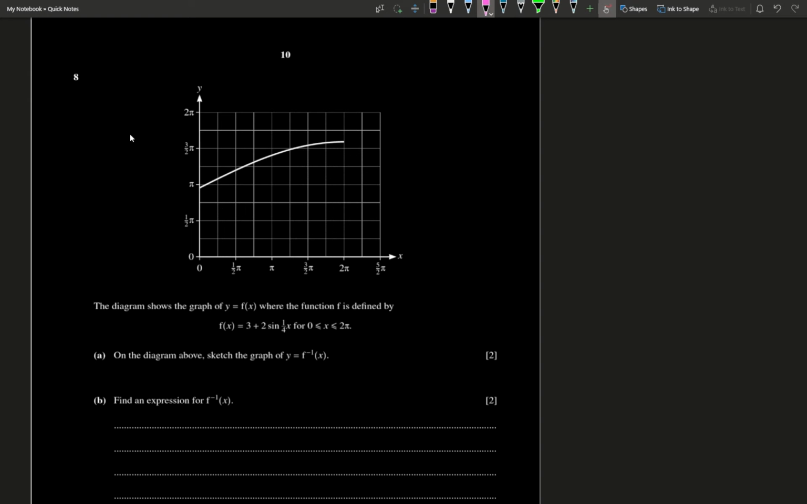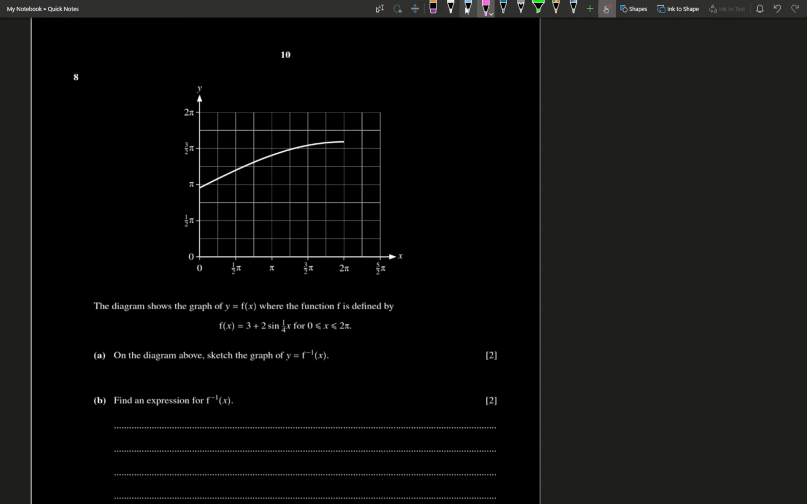Now, question number 8. The diagram shows the graph of y is equal to f of x, where the function f is defined by f of x is equal to 3 plus 2 sine of x over 4, for x greater than or equal to 0 and less than or equal to 2 pi. On the diagram above, sketch the graph of y is equal to f inverse of x.